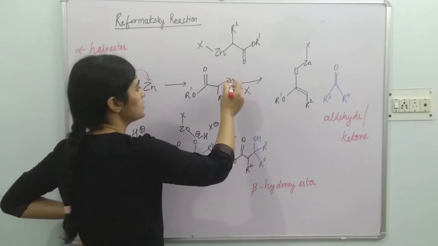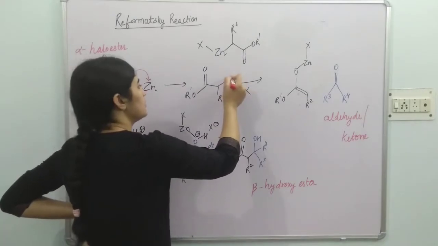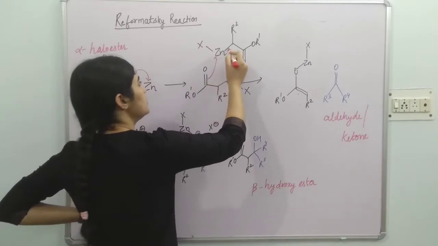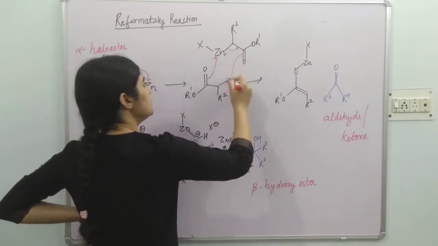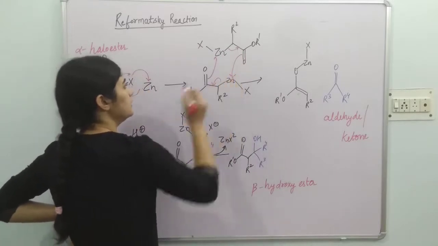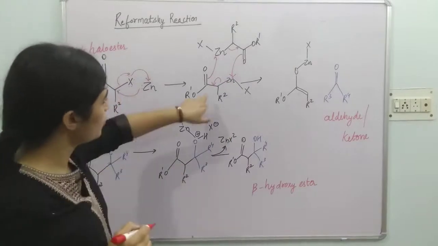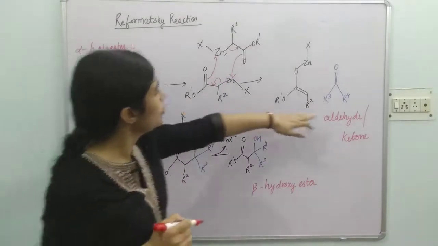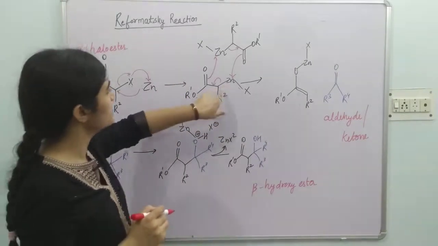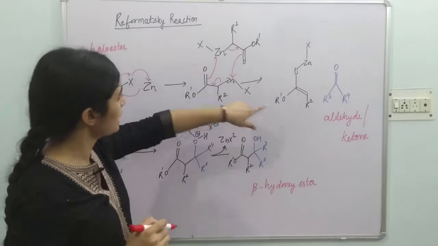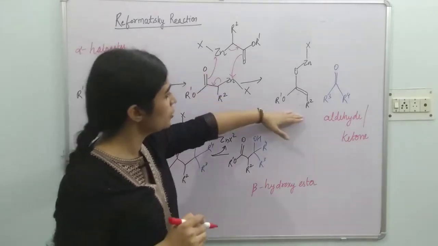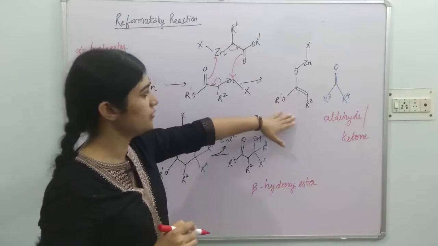So what happens? This attacks on zinc. This bond cleaves, this carbonyl bond attacks here and this bond cleaves. So now what is forming here? Two molecules of this compound. Instead of having zinc on this carbon, the product has zinc on the carbonyl oxygen. So two molecules will be formed. I have written only one.